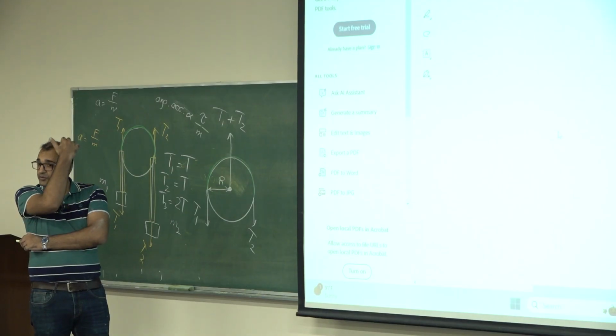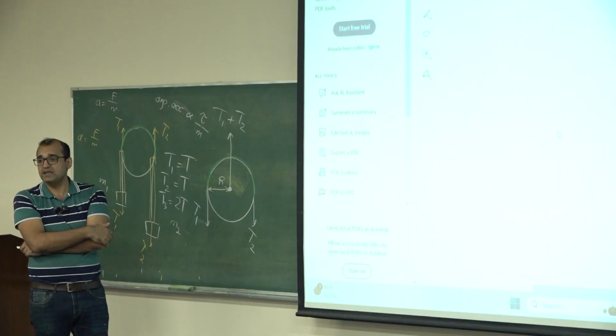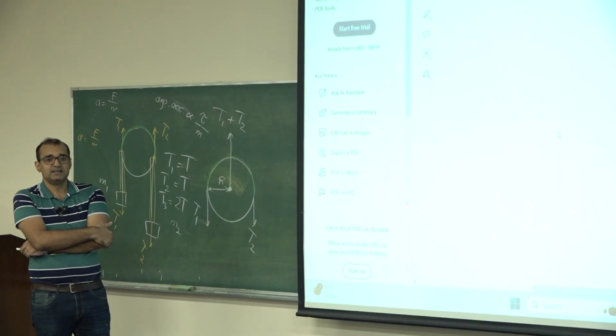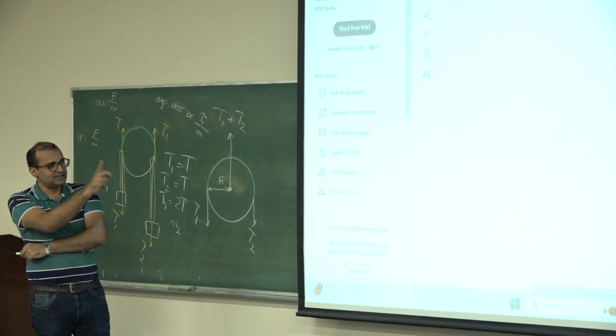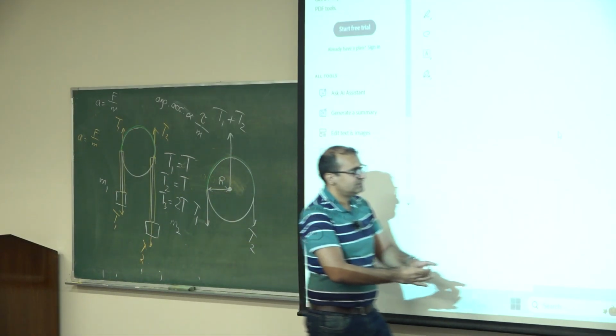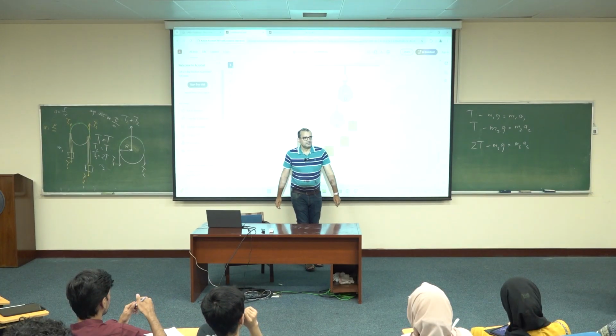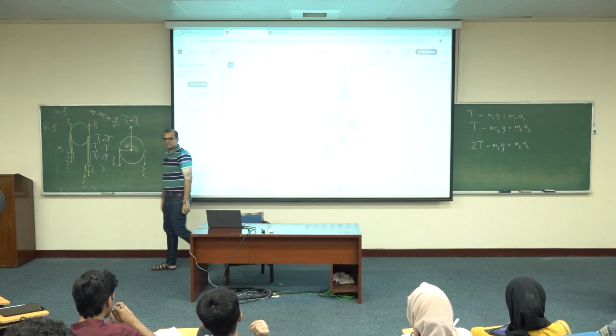We already used the fact that the pulley is massless. We used the fact that the string is massless. One thing I have not used yet is that the lengths of the strings do not change. There are two strings here, this one and this one. The length of both strings does not change.